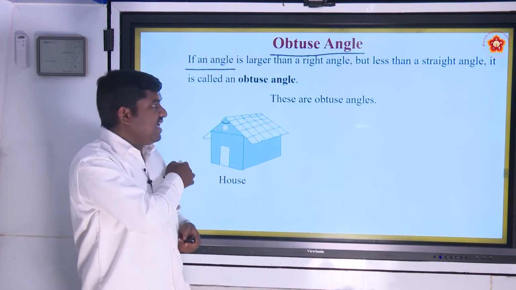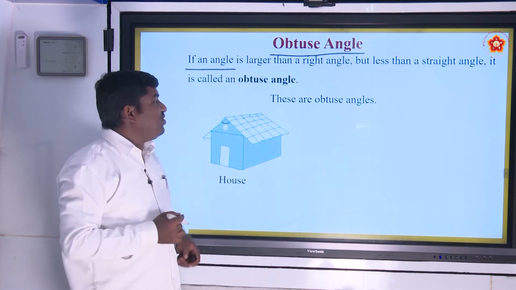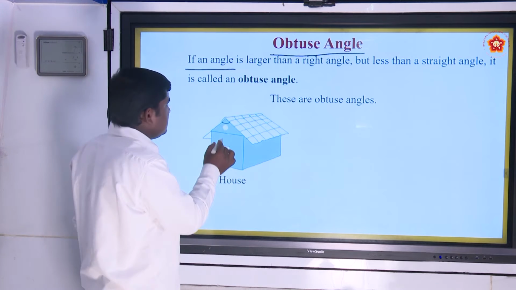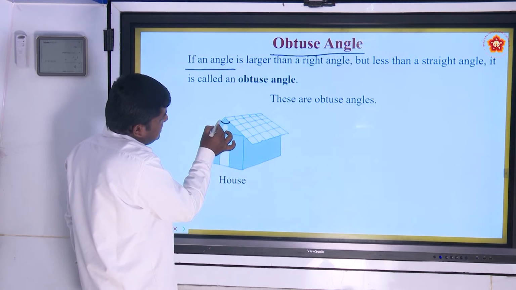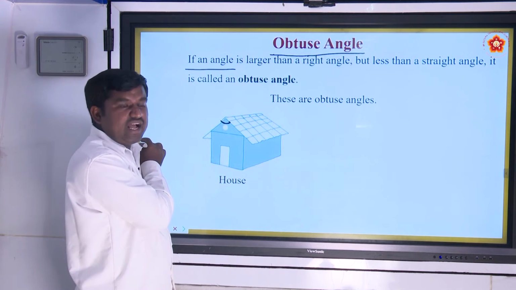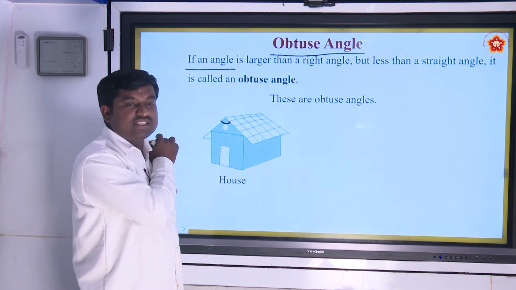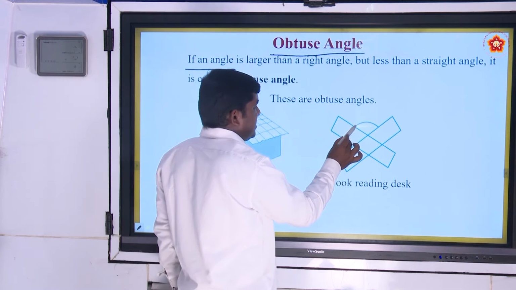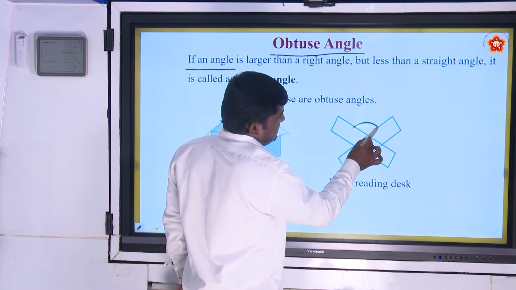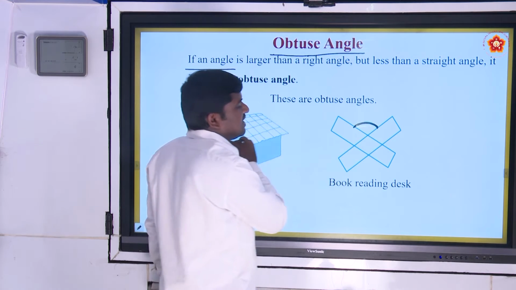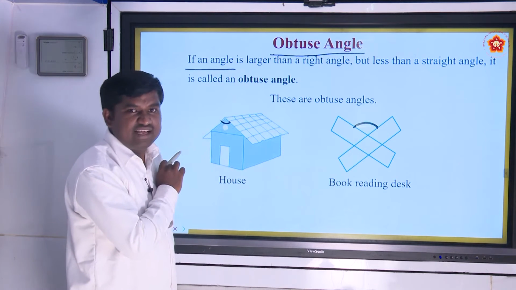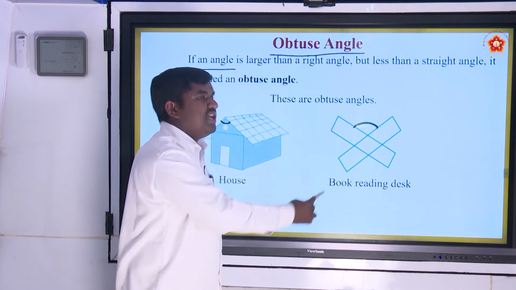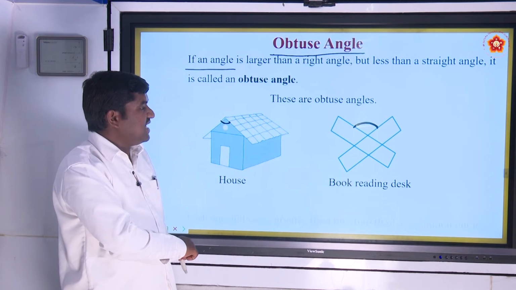See some of the examples of obtuse angle. In the house, in the rooftop, see, this is greater than a right angle but less than a straight angle. Next, book reading desk. You have a desk. This angle is greater than a right angle but less than a straight angle. So this is an example for obtuse angle.